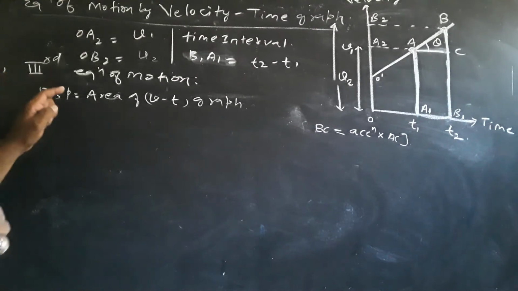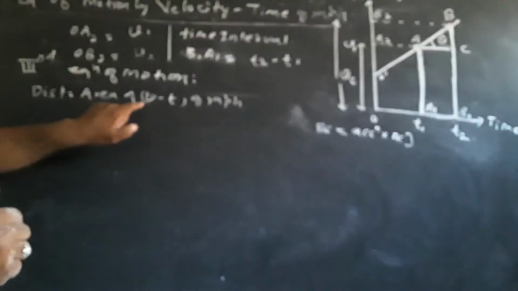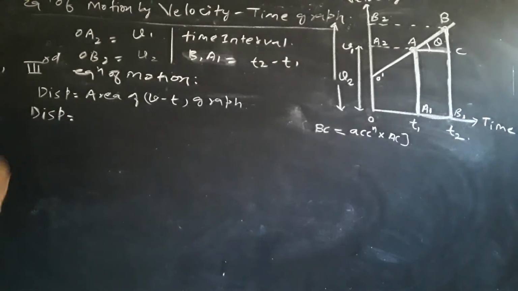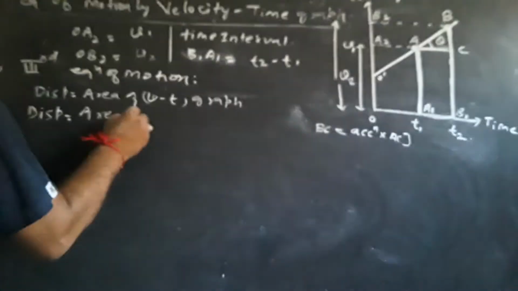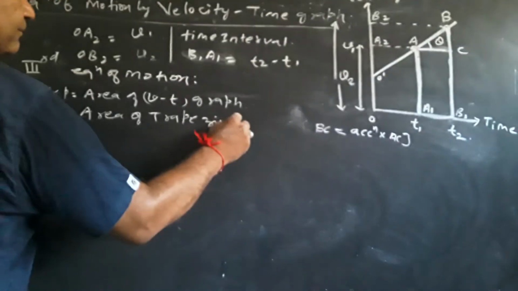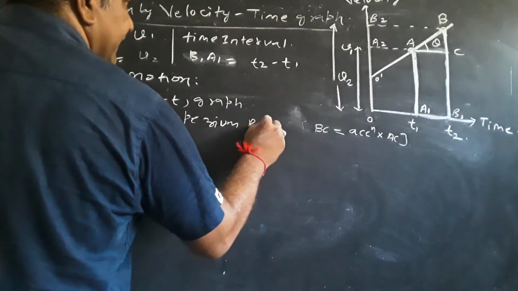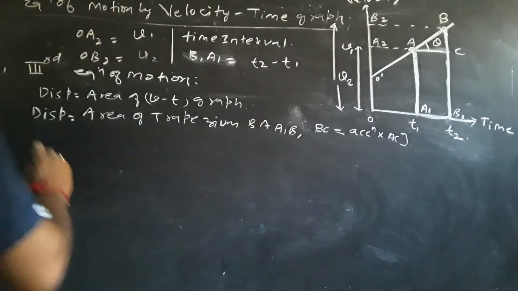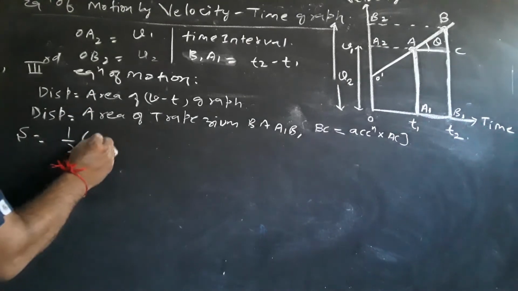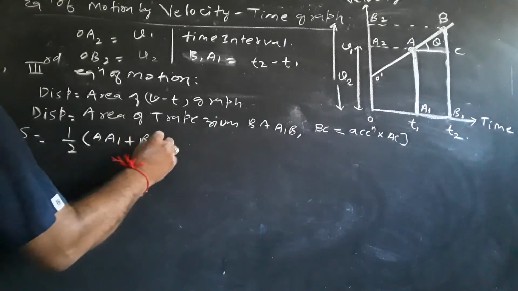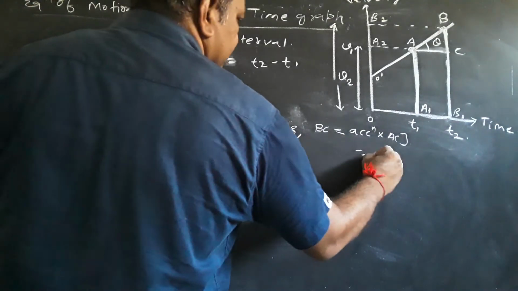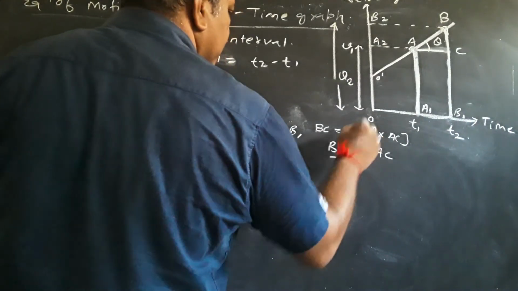For the third equation of motion, displacement equals the area of the velocity time graph. This is equal to the area of trapezium BAA1B1, half into the sum of parallel sides, this is A1 plus B1, into height AC. From here, AC is equal to BC upon acceleration.